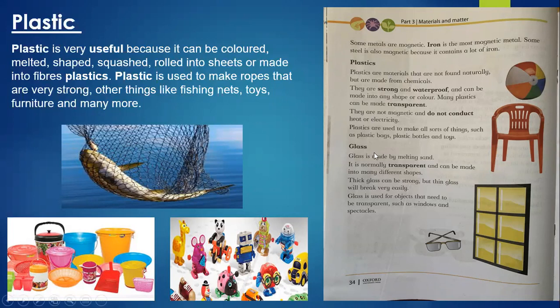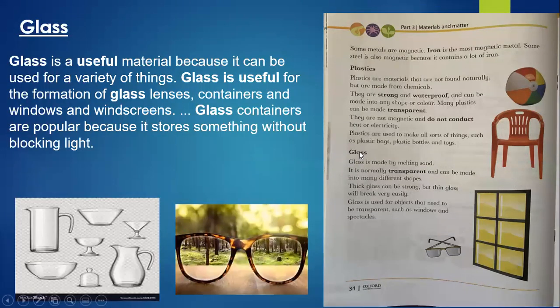After the plastic, which kind of material are we reading? The glass. Let's see. Glass is made by melting sand. Can you imagine? Sand. Glass is made by melting sand. It is normally transparent and can be made into many different shapes. Thick glass can be strong, but thin glass will break very easily, like your drinking glasses. If it falls on the floor, it can break. Your window glasses are also not very strong.